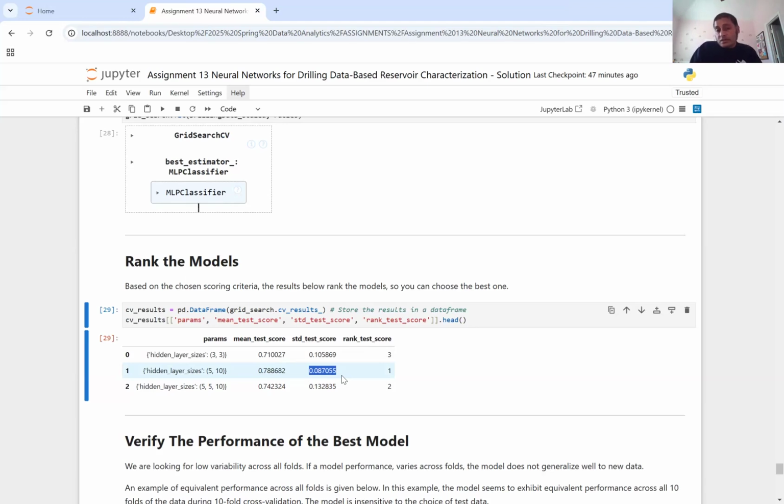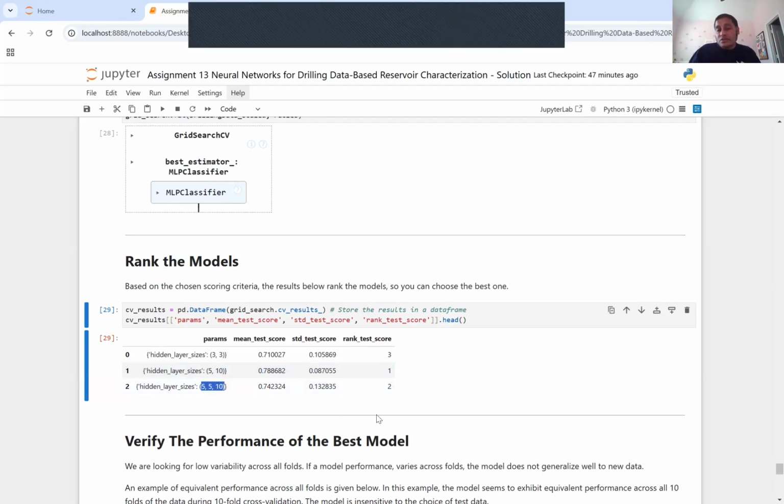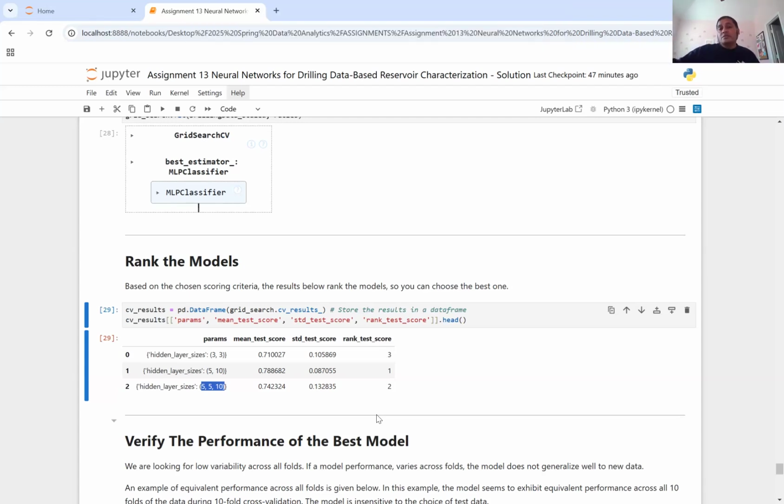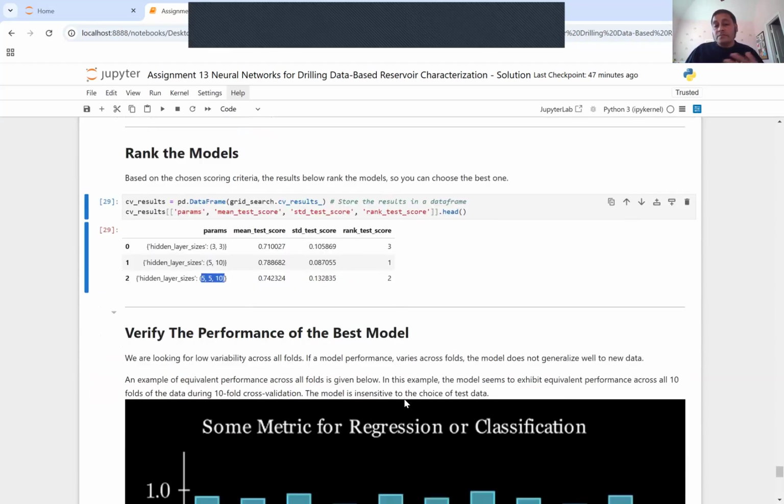And the moral of the story is that just because you choose a model with additional complexity, which is the model with 3 layers, 5 neurons in the first layer, 5 neurons in the second layer, and 10 neurons in the third layer, does not mean you're going to get commensurately better performance. Sometimes more complexity is disadvantageous. And so we have the best model over here.